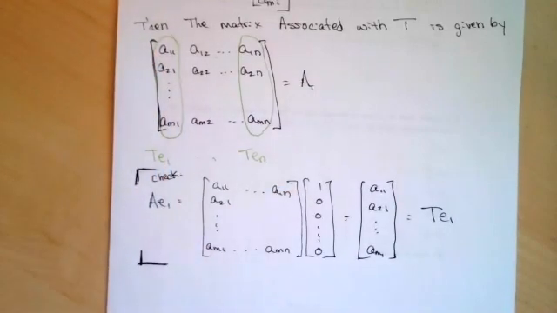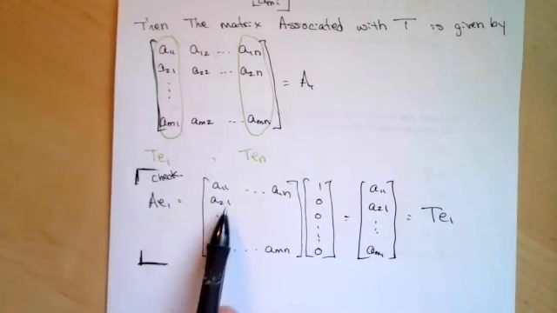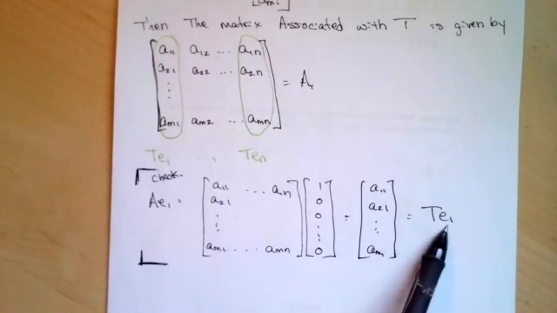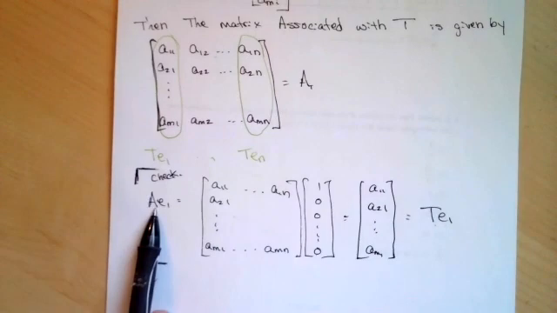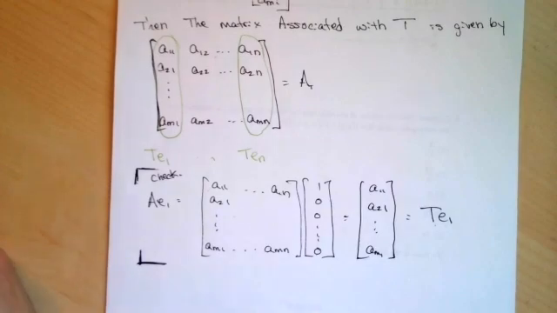So, what do we know? We know that this matrix is going to send each of the basis vectors to the same place that this linear transformation is going to send the basis vectors. And we know that matrix multiplication preserves the linear structure. It's going to respect linear combinations.